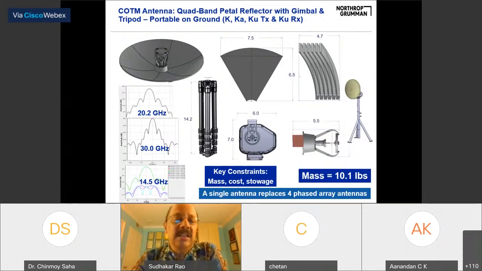So you cannot dissipate a lot. So we came up with this petal reflector design. So it basically has quad band. It has K band, Ka band, Ku transmit, and Ku receive.